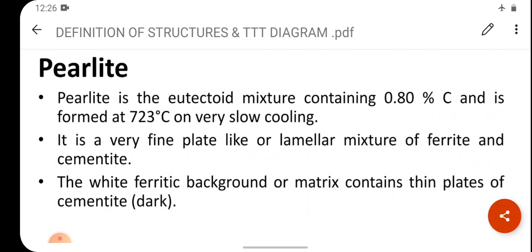Perlite is the eutectoid mixture containing 0.8% carbon and is formed at 720 degrees Celsius on very slow cooling.